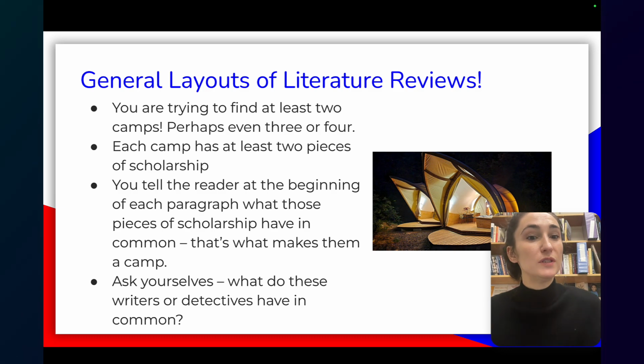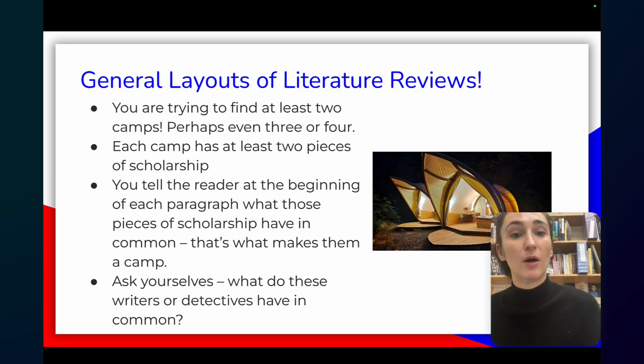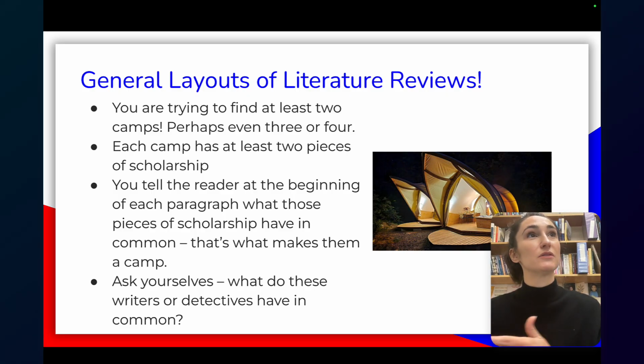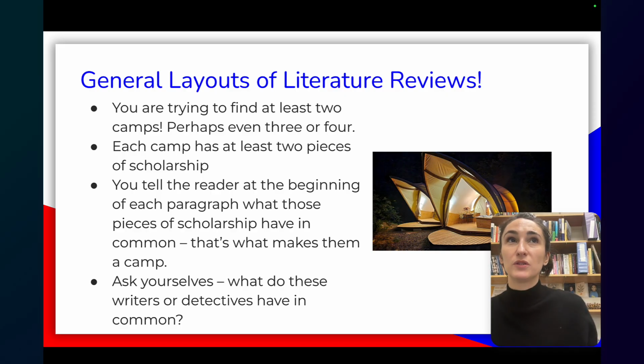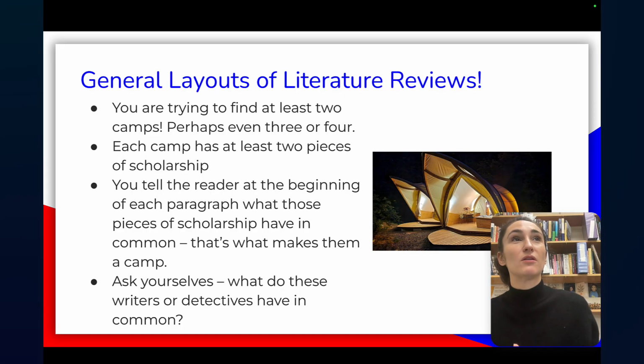Okay. Now you tell the reader at the beginning of each paragraph what those pieces of scholarship have in common. That's what makes them a camp. Okay. If you have taken an English class or a rhetoric and composition class, we would call those a topic sentence, right? And it's a good signpost to give for the rest of the paragraph, right? If you're going to tell me these scholars find that voter ID laws have no effect on turnout, right? That's a great signpost. I have a sense of what scholarship is coming in the next paragraph. And I advise you to do the same here. This is what readers are looking for, okay?